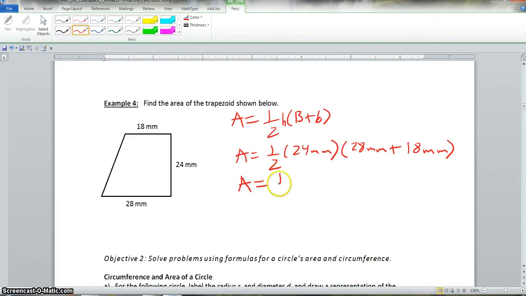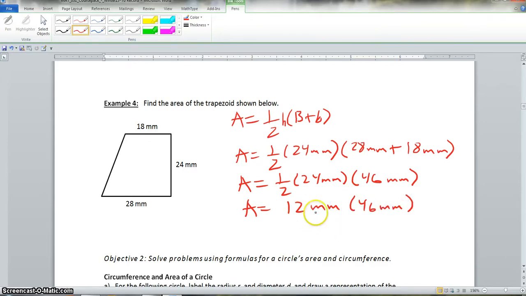And now we add what's in parentheses. We have half times 24 millimeters times 28 plus 18, which is 46 millimeters. Now we have the area is equal to, we know half of 24 is 12. So we could take 12 millimeters times 46 millimeters. Now 12 millimeters times 46 millimeters will give you an area of 552 millimeters squared.